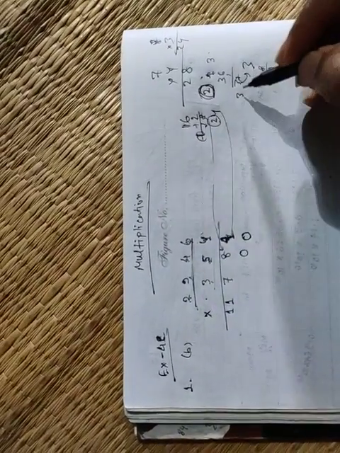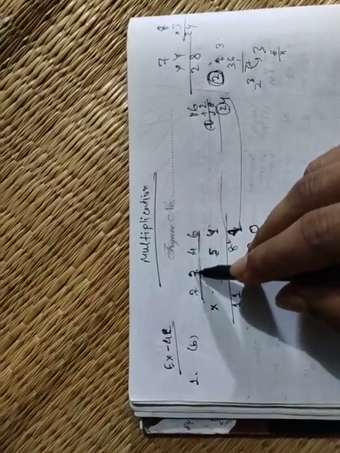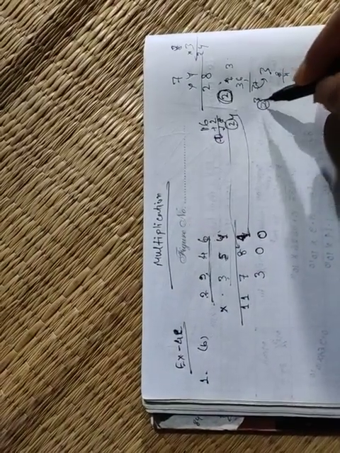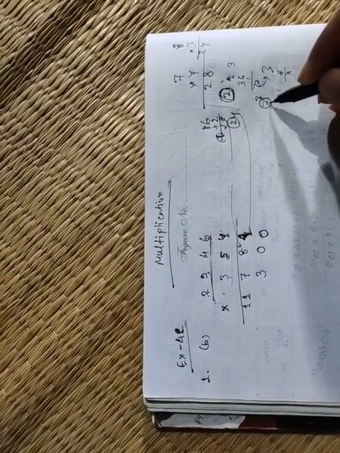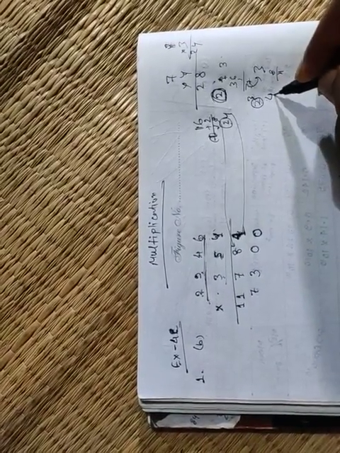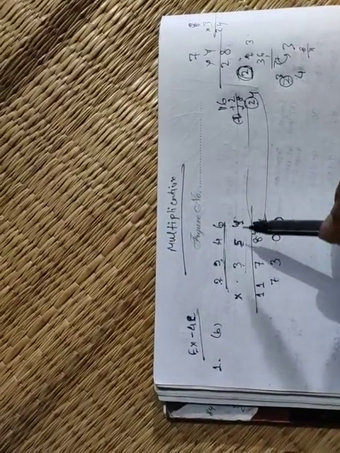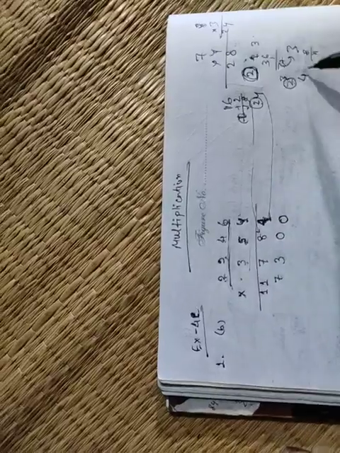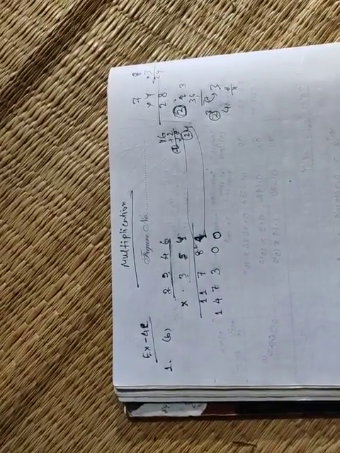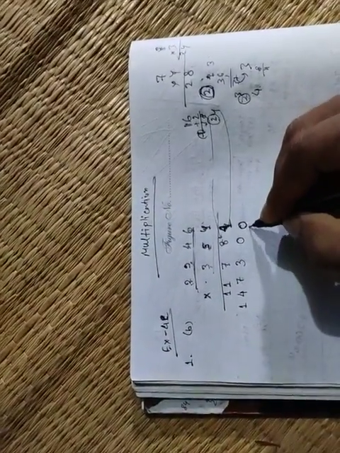5 4s are 20 plus 3 is 23, 3 will be placed, 2 will be carry. 5 9s are 45, 2 was carry, 45 plus 2 is 47, 7 will be placed here and 4 will be carry. And next 5 2s are 10 plus 4 is 14. Clear? In this case I have placed one 0.